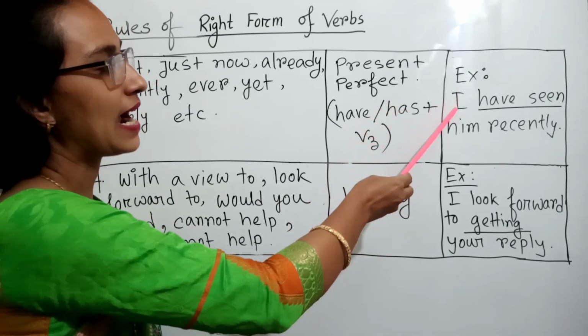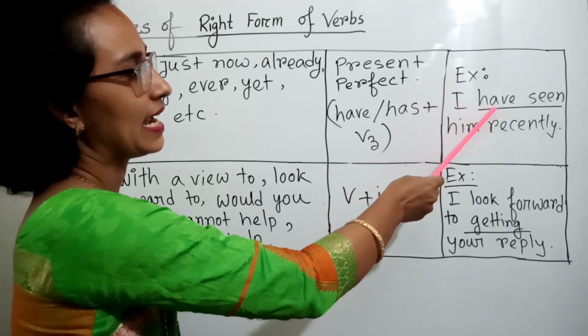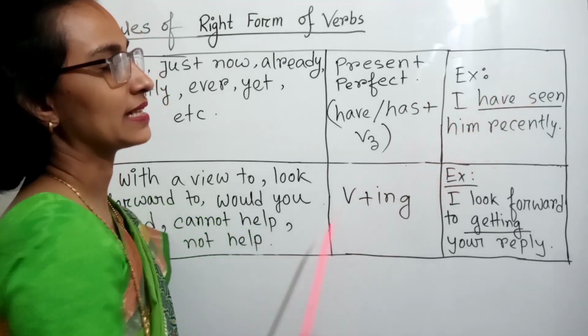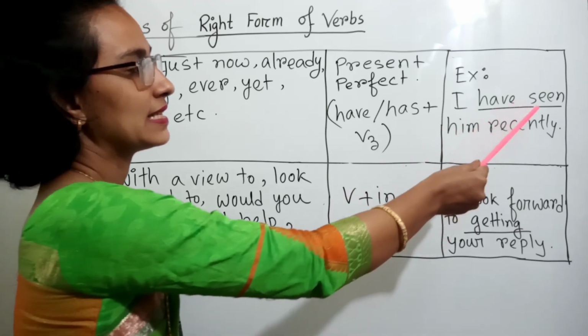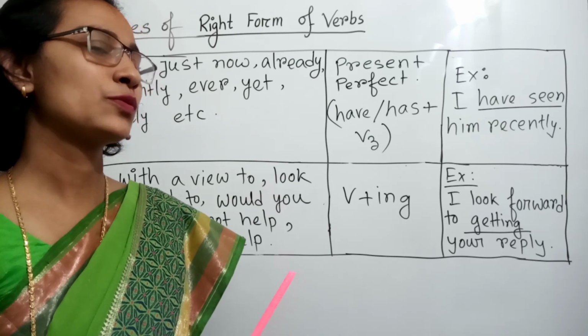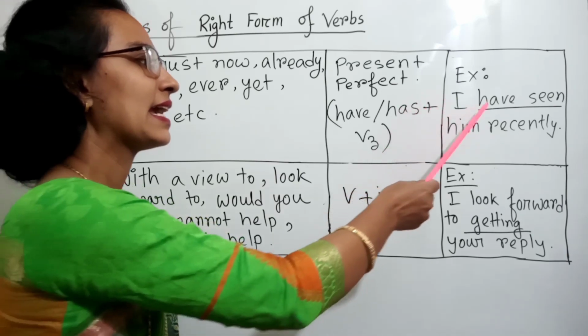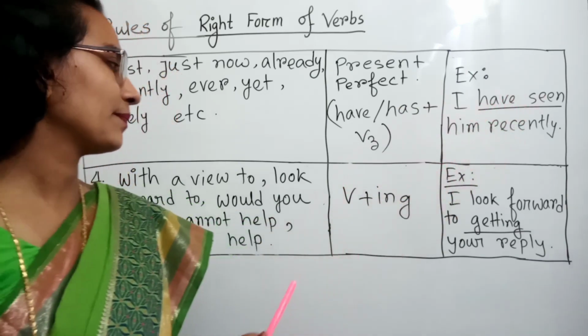Here I wrote I, that means subject is first person, that's why I wrote here have seen him recently. Seen is the third form of the verb. V1 is see, V2 saw, and V3 is seen. Here I have seen him recently.